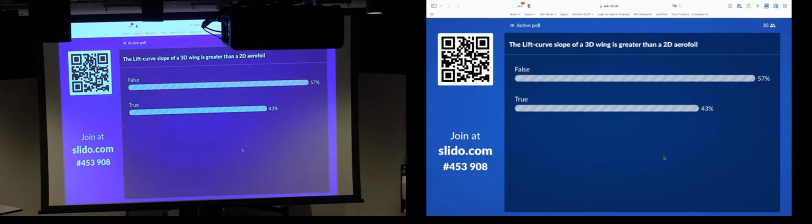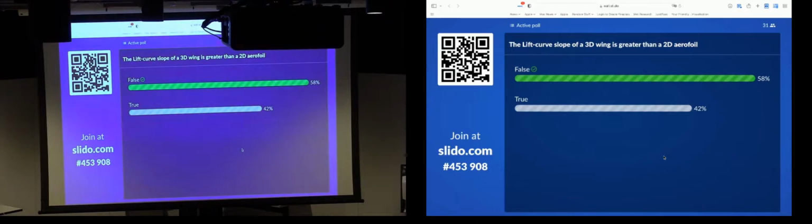Okay, the lift curve slope of a 3D wing is greater than a 2D airfoil? True or false? And as of now, 57% of you put false, which is, of course, the correct answer.